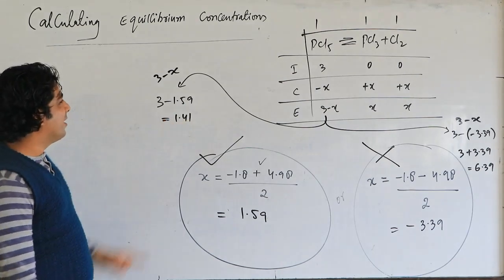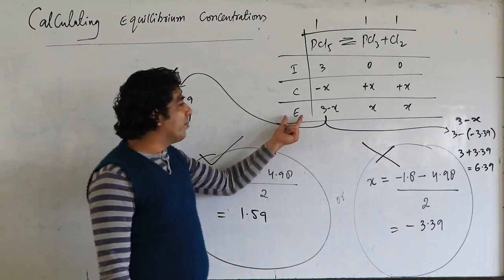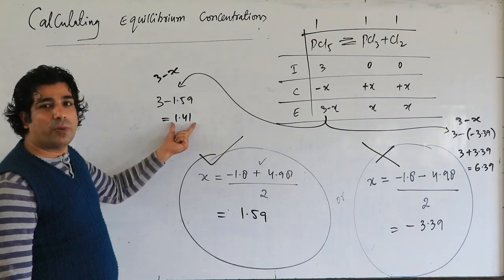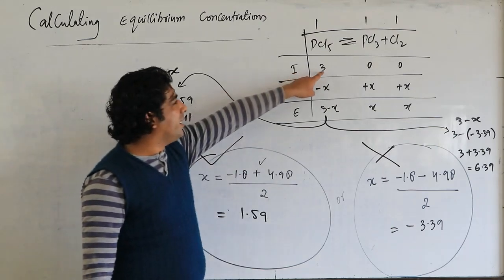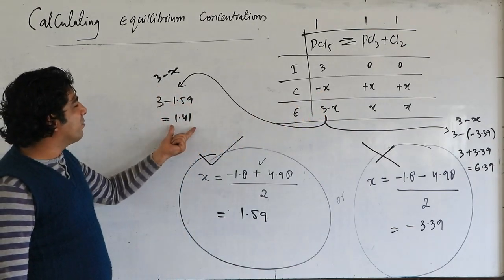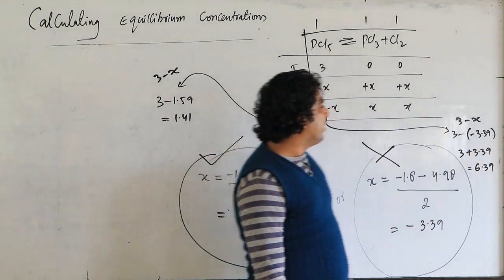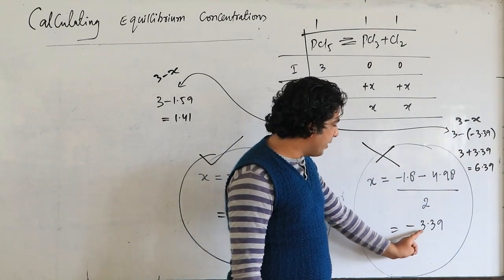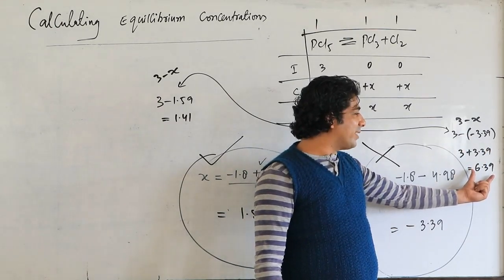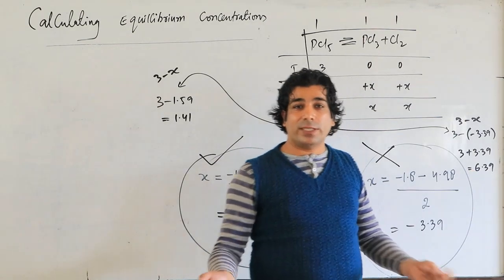If you look here, this 1.41 is the equilibrium concentration of PCl5. Initial was 3, change is 1.59 and final is 1.41, correct? But if you look here, 3 minus X, how much is X? Here, minus 3.39. If you put this value, you get the equilibrium concentration of PCl5 as 6.39, which is not possible.